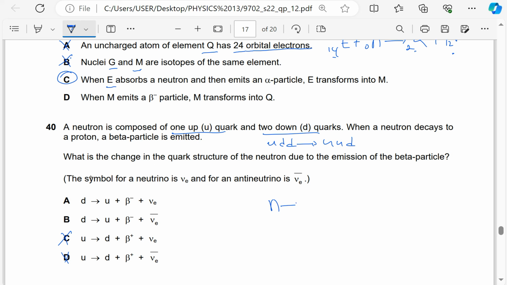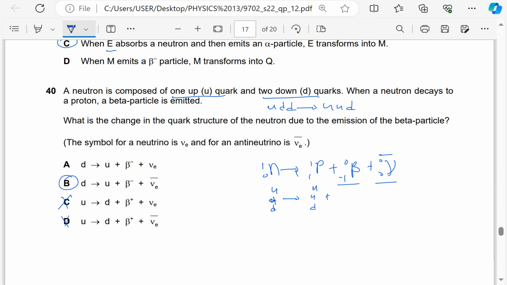A neutron changes into a proton. This is 1, 0, to 1, 1, plus beta, which is 0, negative 1. Of course, this is an electron which is accompanied by an antineutrino. So this is up, down, down, to up, up, down, plus beta minus, plus an antineutrino. So the answer is going to be B.